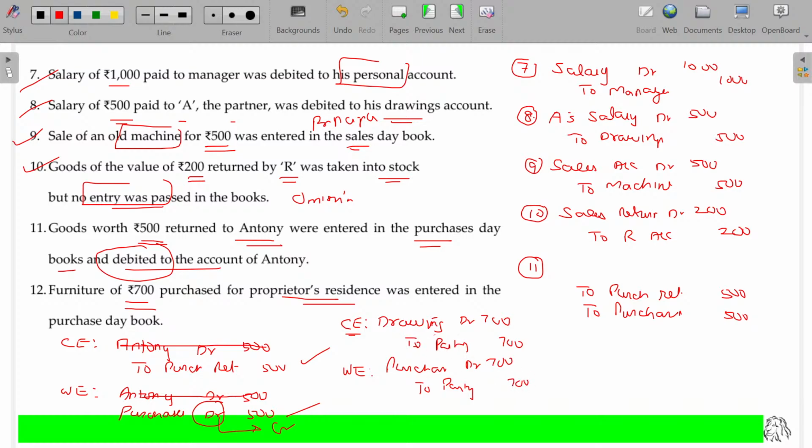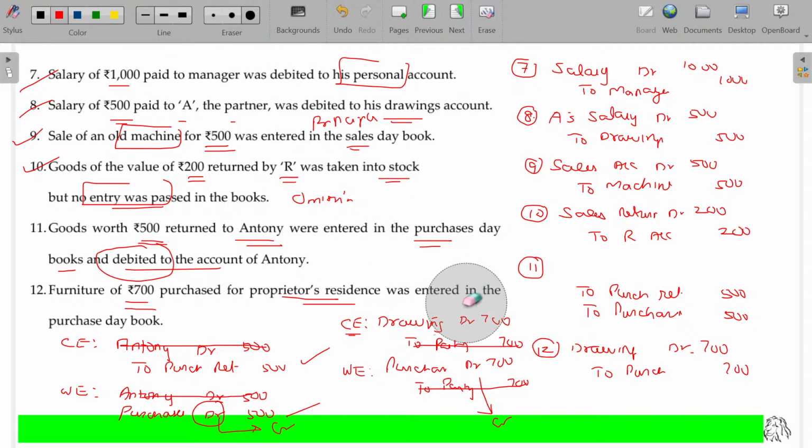Now we don't have any problem with this. This debit should be cancelled by crediting. So the 12th journal entry will be drawings account debit. The wrong debit of purchase should be transferred to the credit account. Okay, credit of the purchases, the value being 700.